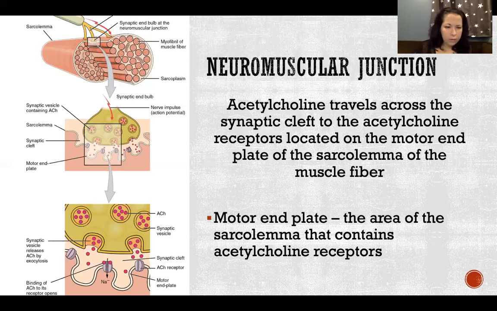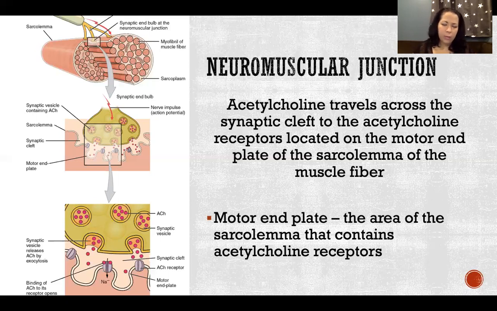In this middle picture, the motor end plate is that white line that's lining the wiggly shape there. That white line is the motor end plate, and it contains the acetylcholine receptors, which are those little coffee bean looking structures there. They're purple coffee beans in this picture. So those are the acetylcholine receptors.